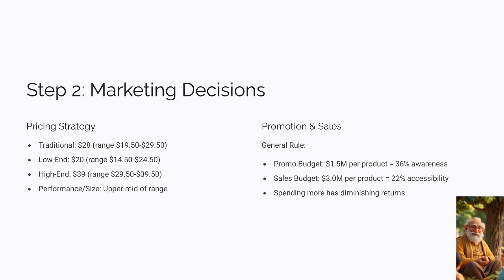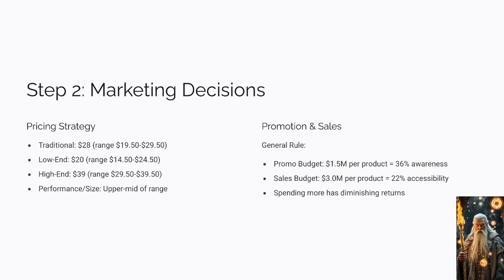Performance and size: balance between specs and affordability. Stick to the upper mid of the acceptable price range. Now let's set the promotion and sales budgets. General rule: a promo budget of $1.5 million per product equals 36% awareness. A sales budget of $3.0 million per product equals 22% accessibility. These amounts give optimal returns. Spending more has diminishing value. You can adjust these values in future rounds once awareness and accessibility are high.